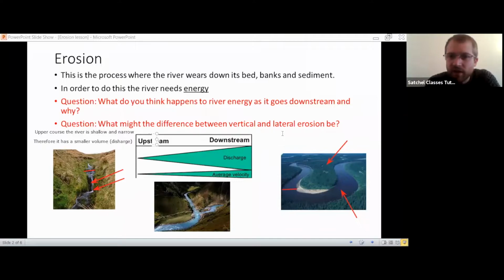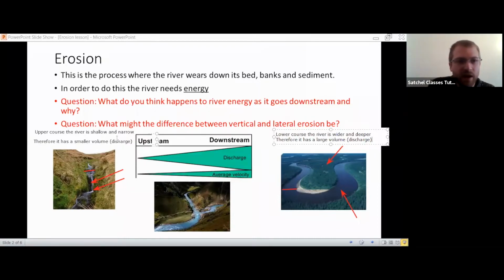Obviously we can see that that is opposite in the lower course. So lower course, the river is wider and deeper. We can't see any white water. We can assume that it will be deeper. And therefore, it has a larger volume. This links into our discharge. Okay, so we can tell these characteristics are already happening.